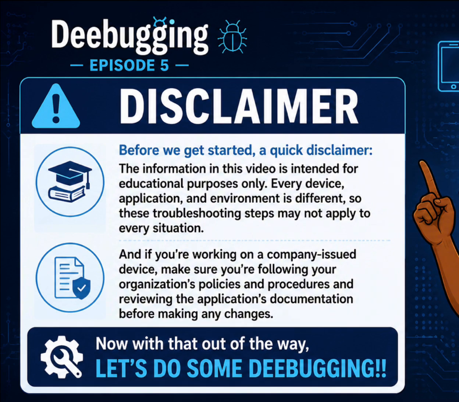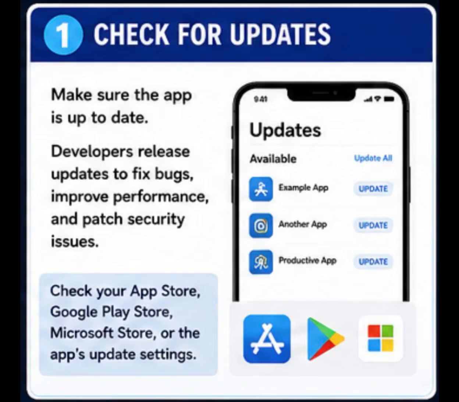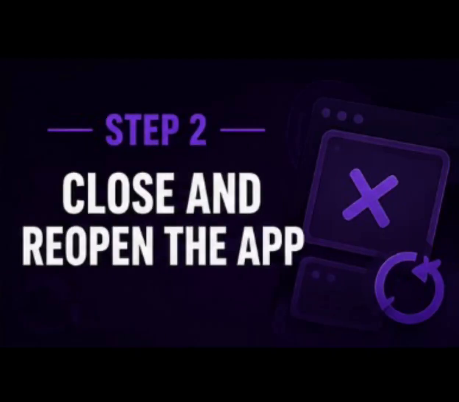Now, with that out of the way, let's do some debugging. First, we need to make sure the app is up to date. Developers regularly release updates to fix bugs, improve performance, and patch security issues. If you're running an older version, the app may not function properly. So check your App Store, Google Play Store, Microsoft Store, or the application's update settings.